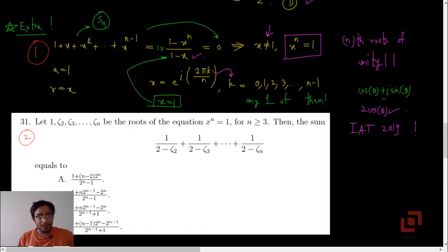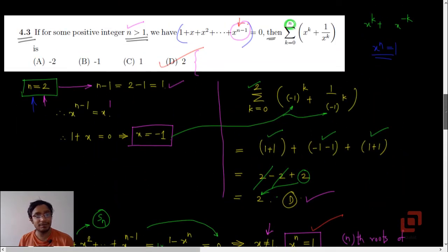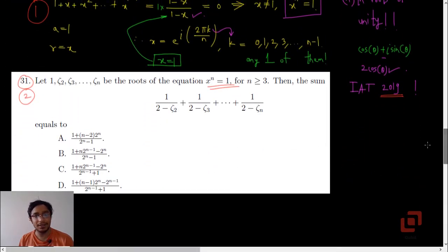In the ICER aptitude test 2019, I have already uploaded the solutions, so you can watch them. There was this question, question number 31, the very first one. Let 1, zeta 2, zeta 3 till zeta n be the roots of the equation x to the power n equal to 1. So the same equation that we talked about, for n greater than or equal to 3. Currently we have n greater than 1, and there it is n greater than or equal to 3.